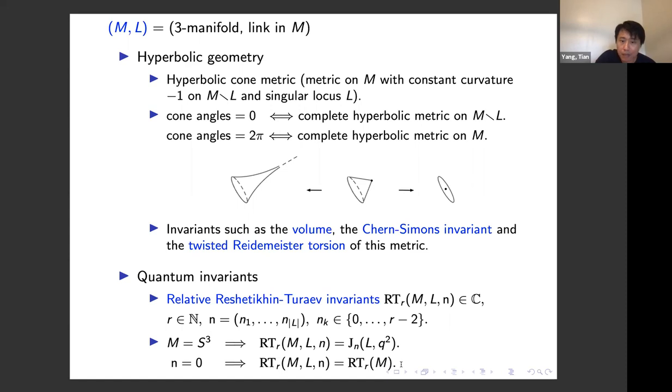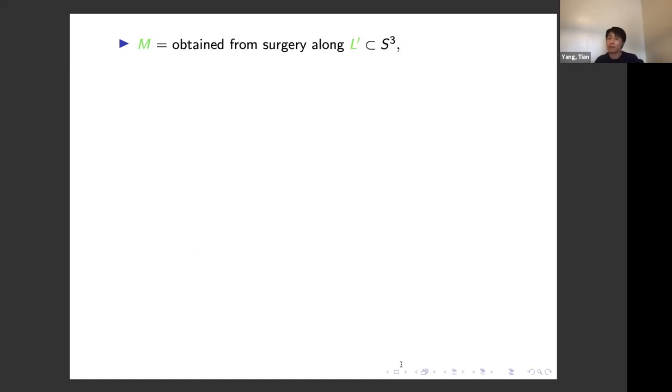The invariant is defined using surgery of a manifold. So what is a surgery? Suppose here we have a link L prime in S3. Then we first remove a tubular neighborhood of this link. That's a union of finitely many solid tori. And then we glue them back in a probably different way. If we do that, we'll have a different three manifold. So we remove some solid tori and we glue them back in a different way. And that is a surgery. That is a manifold obtained by doing surgery.